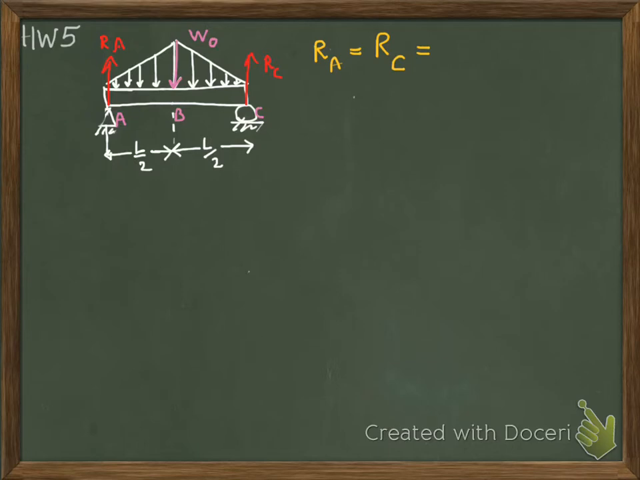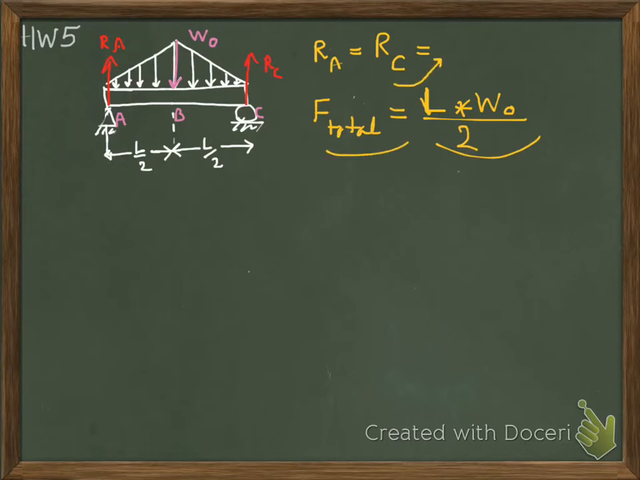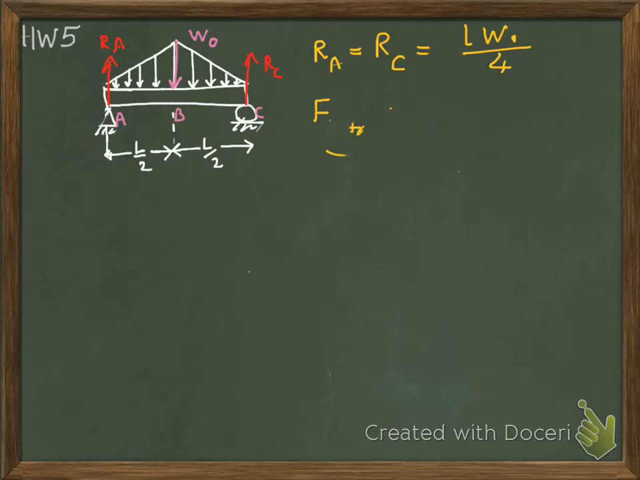What is the total loading on top? You can call it F total. F total should be the total area underneath this, the area of that triangle. It will be the base, which is L, multiplied by height divided by 2. That's the total force. Half of this goes to each support, which is L W naught over 4. Now we have it without even having to go through the equilibrium equations.